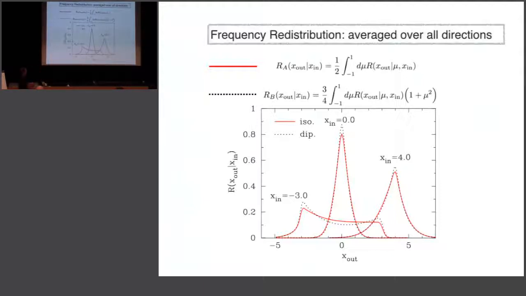Now this is what these functions look like. And this is what people focused on in the 70s even and before that. Right? They were computing these redistribution functions. Right? And the red lines here are for isotropic, so that will be R_A. And the dashed lines or the dotted lines are for dipole scattering. And we know that true Lyman-alpha scattering is somewhere in between these two cases. It's a superposition of these two, so it's somewhere in between. But in practice, it doesn't really matter. The difference is so small that it doesn't really matter which you choose.